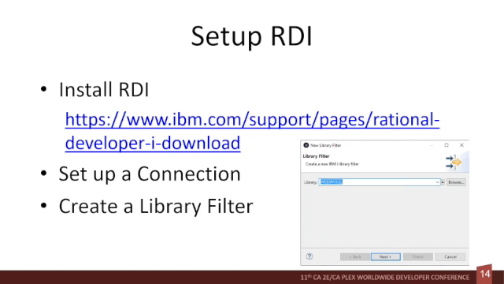Then once you get the product installed, you have to create a connection to your 400 or IBM i, and then you create a library filter. The library filter allows you to find the programs within the library that you want to debug. So very simple to set up overall.